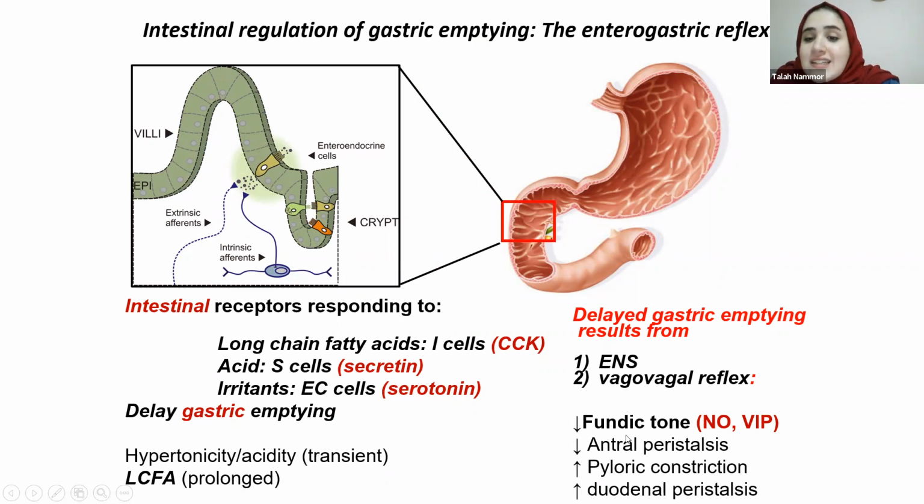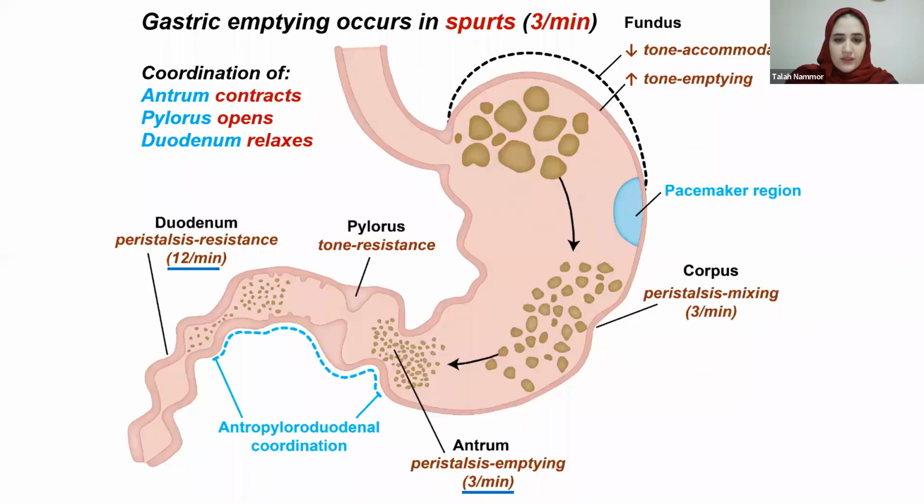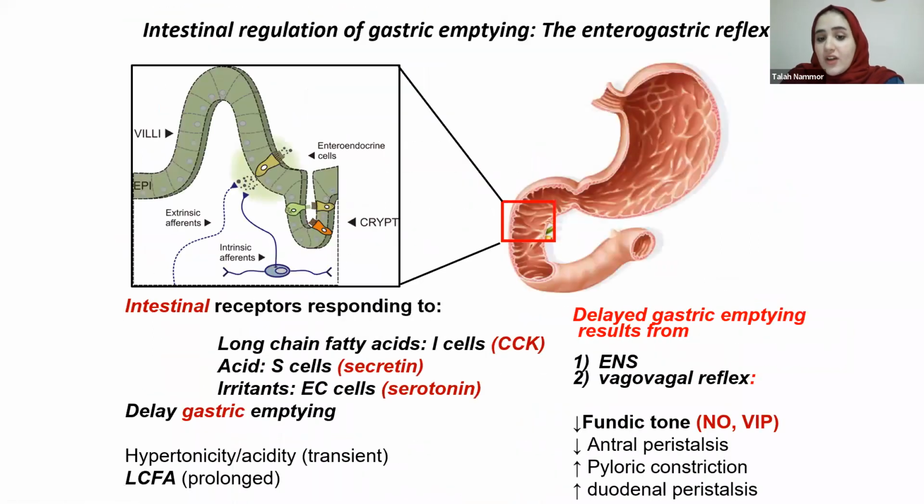Because it decreases, this means the muscle relaxes. Think of it this way: when we want to empty the stomach, we want the antrum to contract, we want the pylorus to open, and the duodenum to relax so it accommodates the contents. But in here, the opposite is happening. The nitric oxide will cause the antrum to relax, so it will not contract, and the pylorus will constrict, and the duodenum will start having its own peristaltic wave because it has the food in it. It needs to move it from the duodenum on.